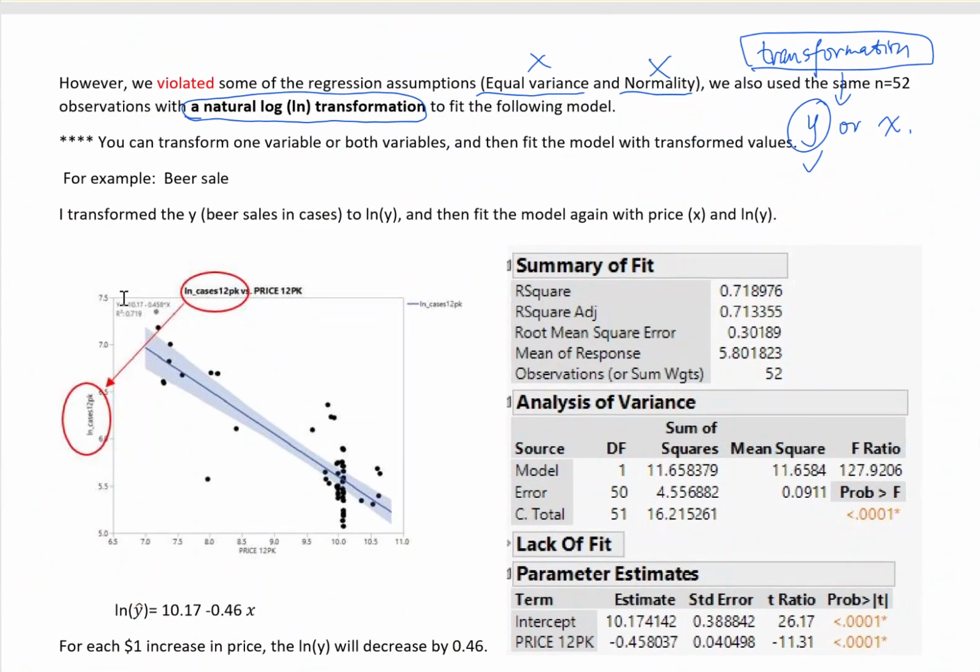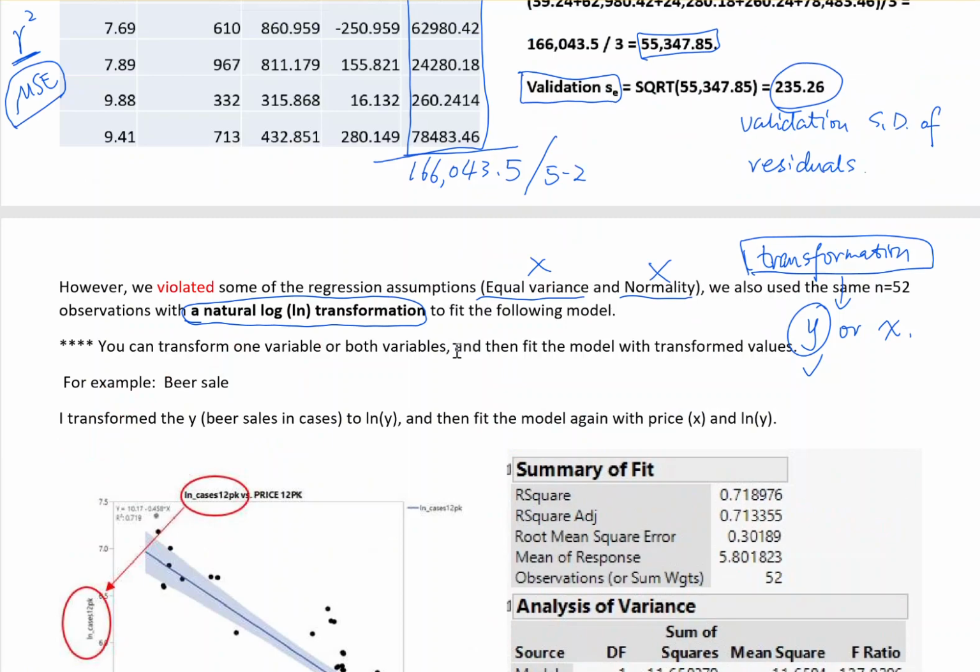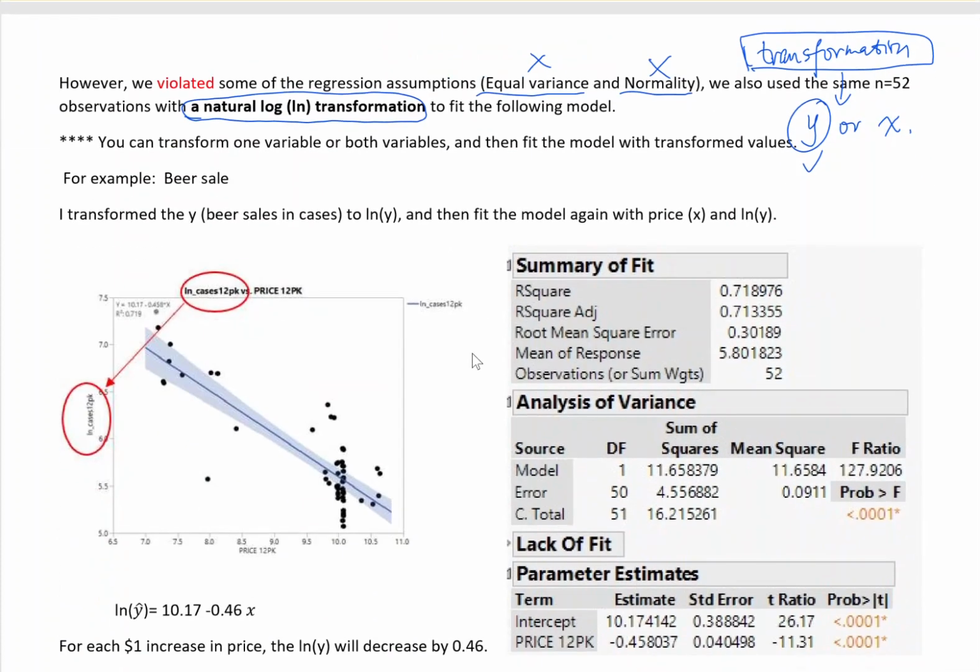So for this case, if you see a kind of curved relationship, then you can do the natural log transformation of y. So how can we make the natural log of y, and how can we make the regression of the natural log of y based on the x, price? It will be easy.